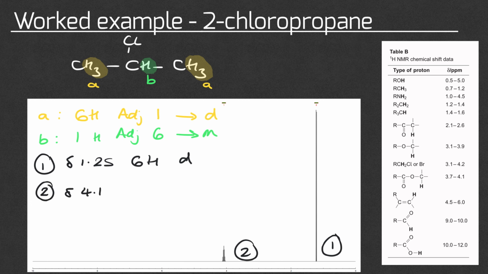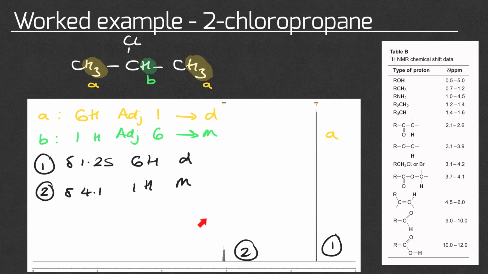Peak 2 has a chemical shift of about 4.1. Its integration shows it has 1 hydrogen in that environment. And it is a multiplet as it consists of more than 5 peaks. As before, once we've written out all the information, it becomes quite easy to match the environment to the peak.